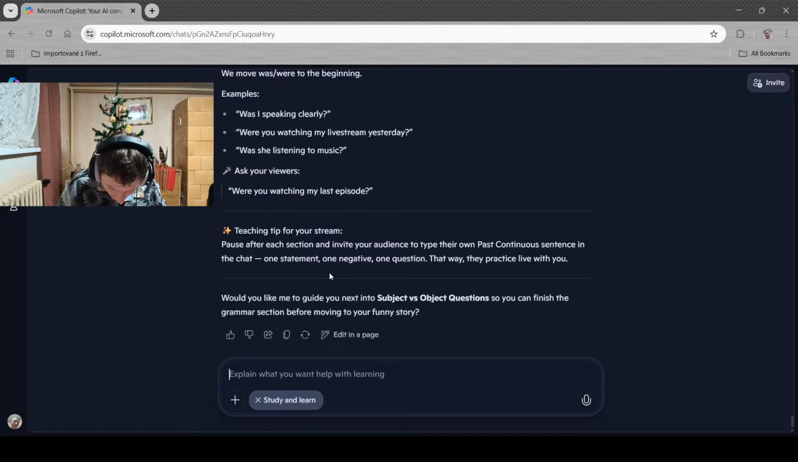Explain which past tense is the best option for storytelling in the past. Explain where I can use past simple and why. This is very important and perfect. It is a perfect explanation.